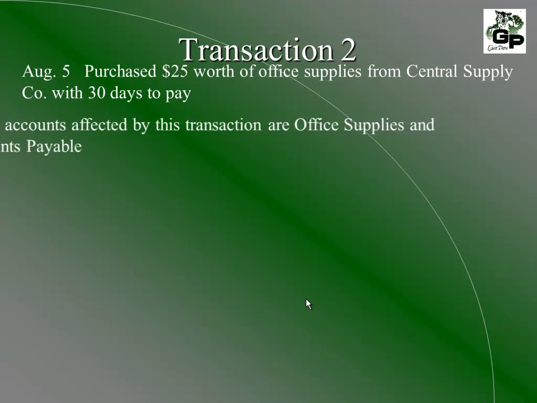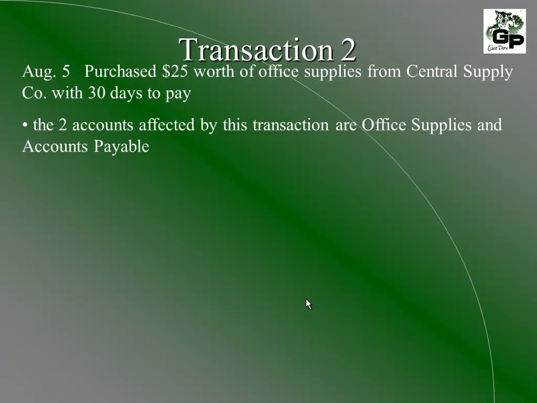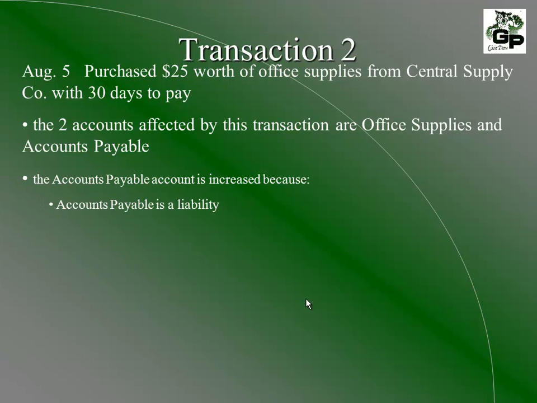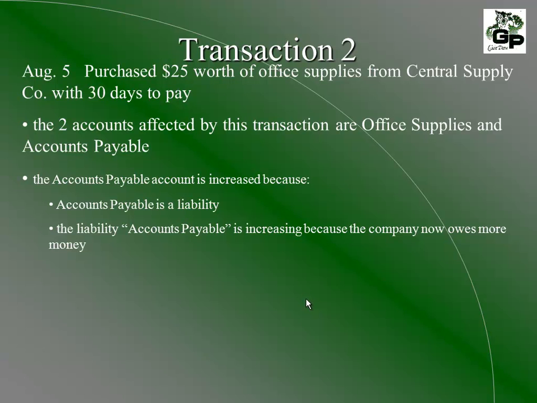Now let's take a look at the second part of this. The second account that's affected is accounts payable. It is increased because accounts payable is a liability, and it's increasing because the company now owes more money. They promised to pay this within 30 days.